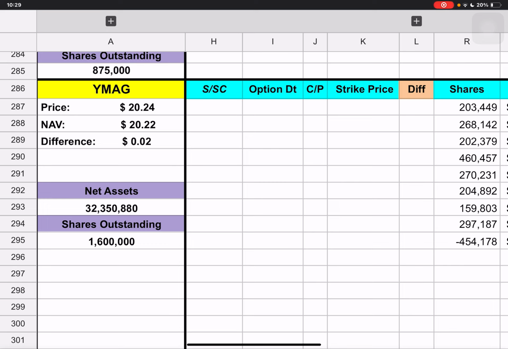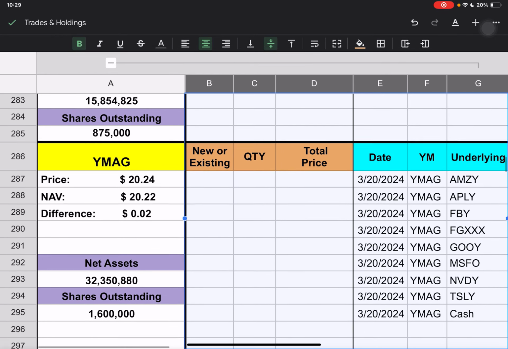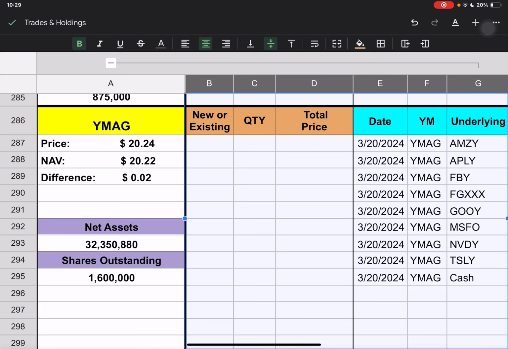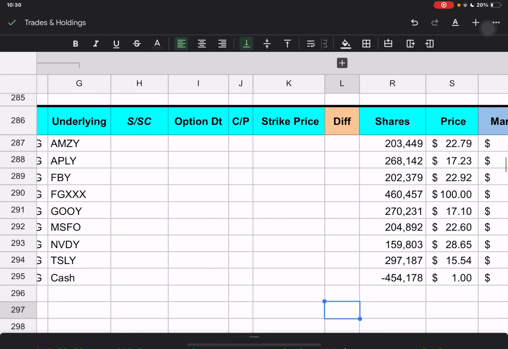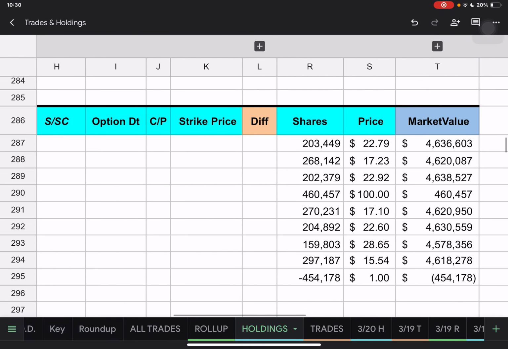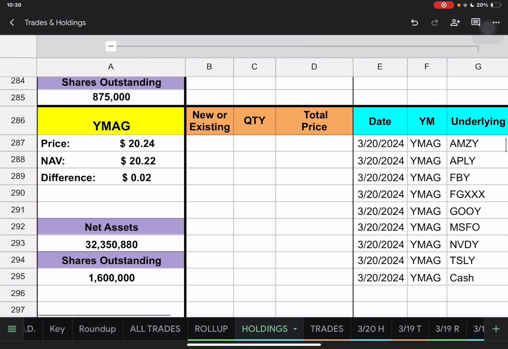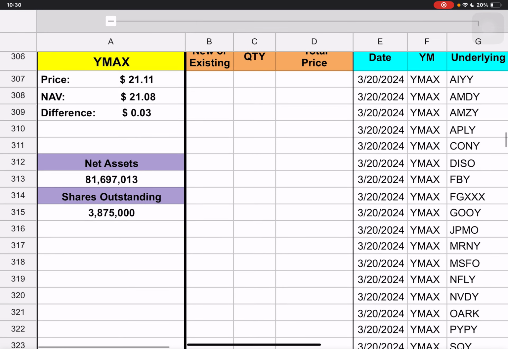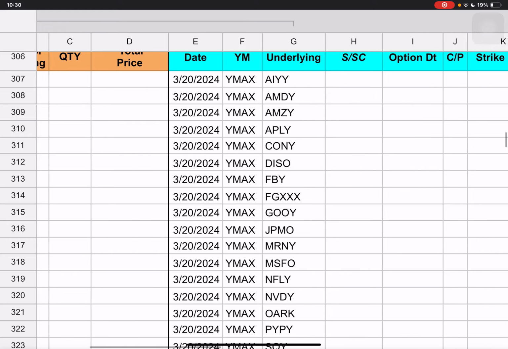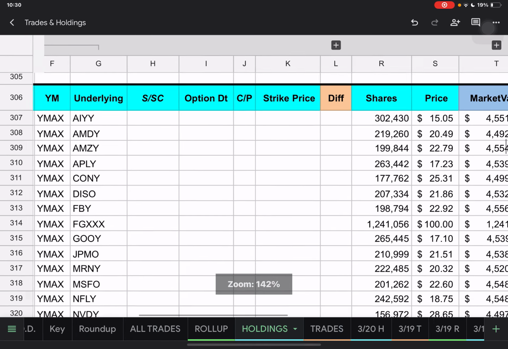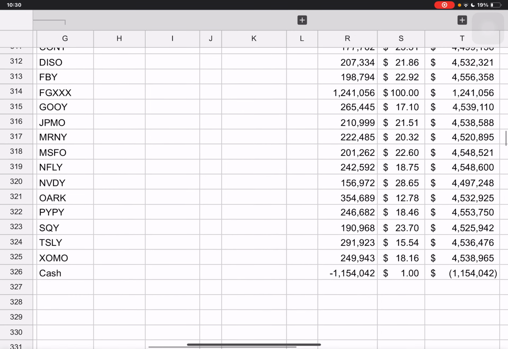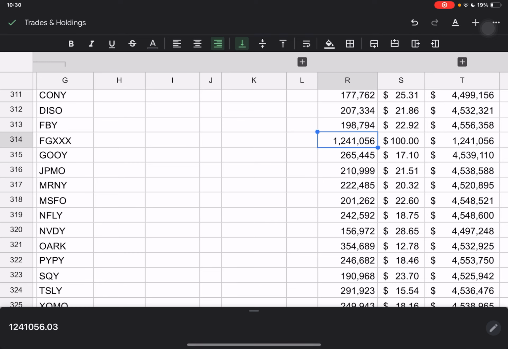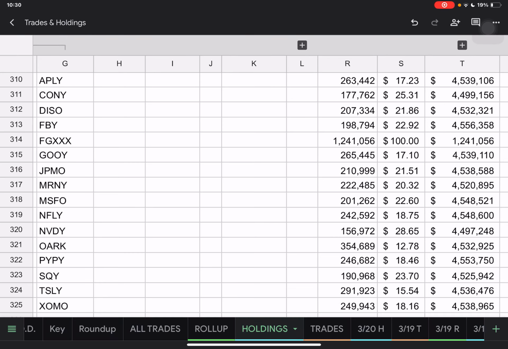So YMAG closed at, because I had it on the other tab. So YMAG closed at $20.24. Just coming over in case y'all want to see this data. And then we'll move on down to YMAX, which closed at $21.11. It's sort of hard to get these all together in one. And so, just so you see here, this cash and the money market account basically cancel each other out.